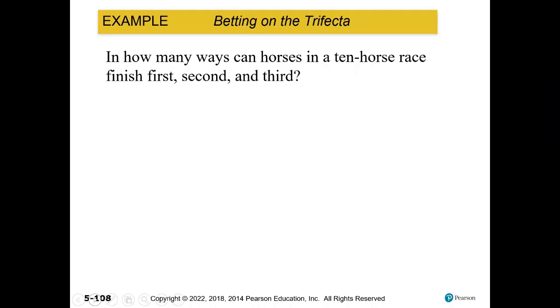In how many ways? So anytime you hear "in how many ways," that is your clear clue that we're not doing a probability. This is either a multiple choice, a permutation, or a combination question here. So in how many ways can horses in a 10-horse race finish first, second, and third? Trick here is I have to finish in a position, first, second, third. It matters where I finish. So a permutation is required.